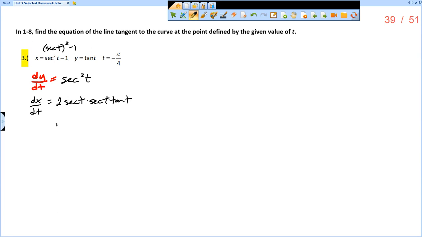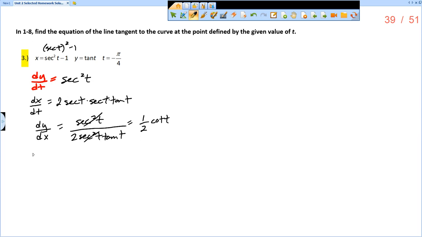All right, so I'm going to take dy/dt divided by dx/dt to get dy/dx. So I have secant squared t divided by, now remember, this is really 2 secant squared tangent. And so, of course, the secant squareds reduce. So I'm left with 1 over 2, 1 half, and then 1 over tangent, which is really just cotangent. So 1 half cotangent t.